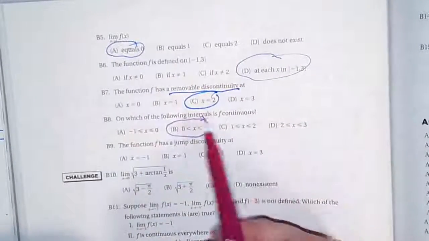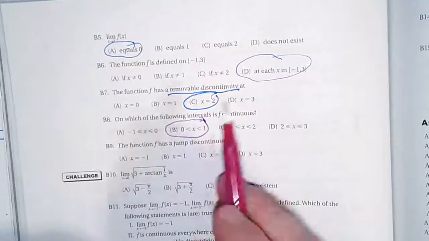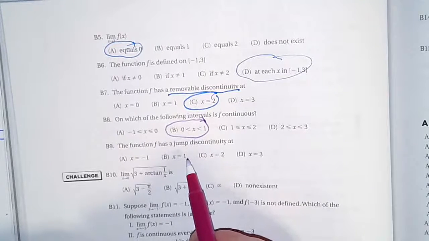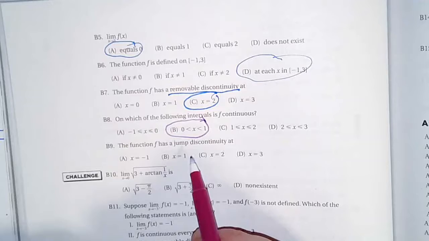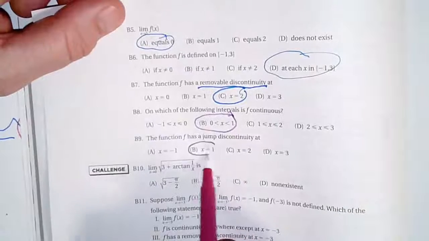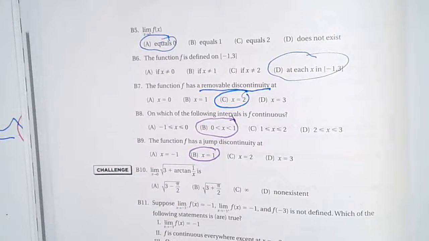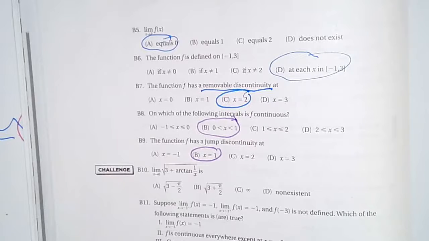And our last one we're going to do here is the function has a jump discontinuity when it goes from one spot to the other. If you take a look at the graph, I'm just going to double check, at 1 it takes a big jump. So that would be the jump it's going to take right there. Okay, so we finished A11, A15, and B5 through B9.